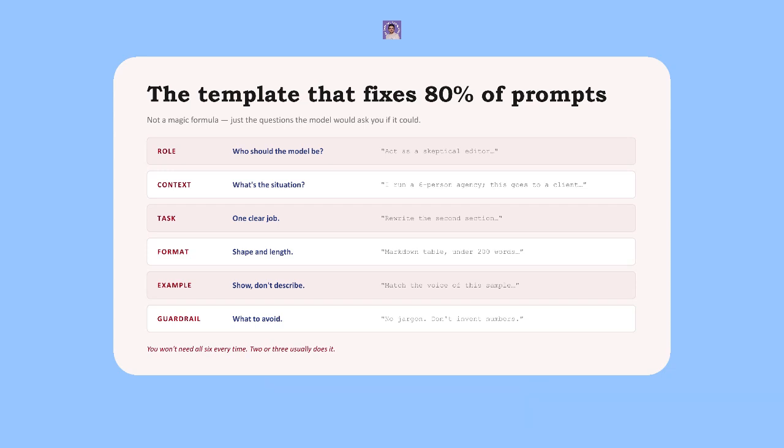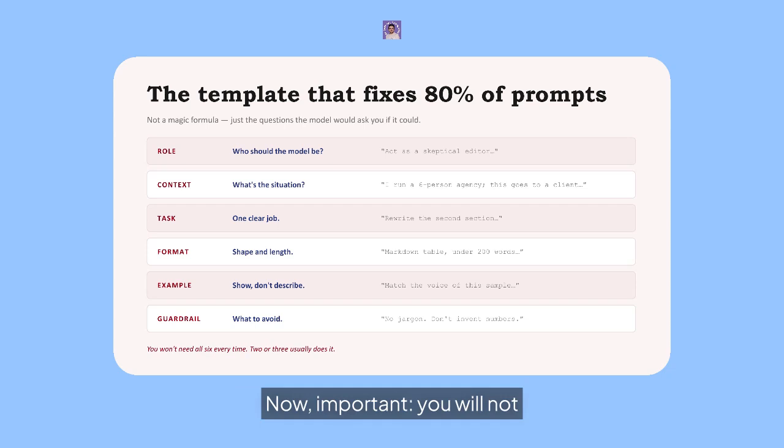What to avoid. Now, important. You will not need all 6 every time. What's the capital of France needs none of them. 2 or 3 covers most real work. This is a checklist to glance at when an answer comes back wrong, not a form to fill out every time you open a chat. Screenshot this one. This is the slide worth keeping.